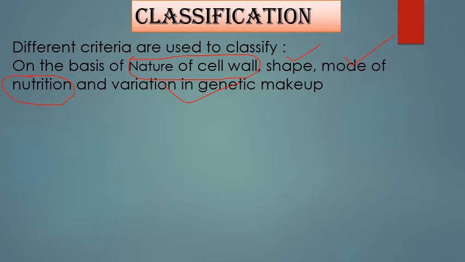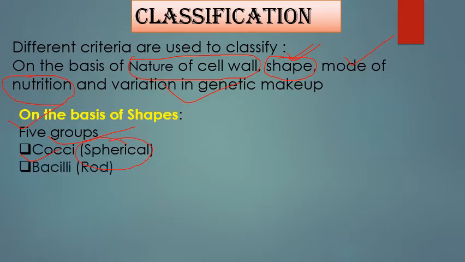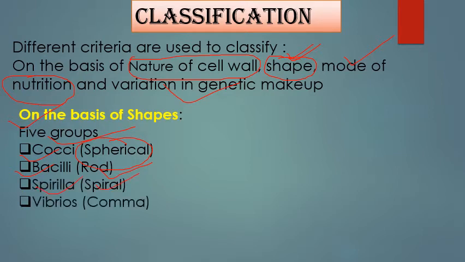But today's focus is on the classification of bacteria on the basis of shape. So shape ke basis pe bacteria ko classify kiya jata hai. That we will discuss today. So on the basis of shape, jo bacteria hain bahut tarah ke hote hain. We divide them into five groups on the basis of shape. First one is cocci. Cocci means spherical, jo circular spherical structures ko cocci bolte hain. Second is bacilli. Bacilli means rod shaped or stick shaped. Third one is spirilla, means spiral shape. Fourth is vibrios, means comma shape. Fifth one is spirochaete, that is corkscrew shape.